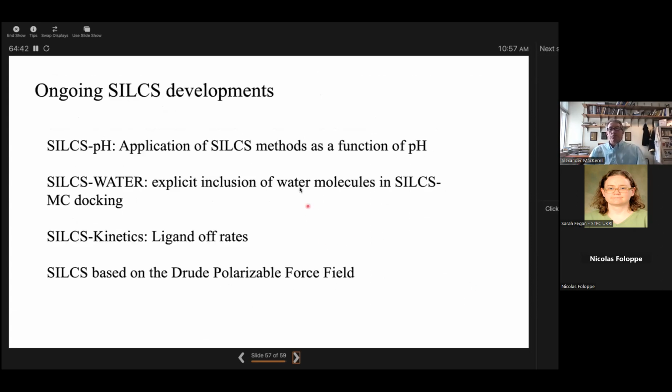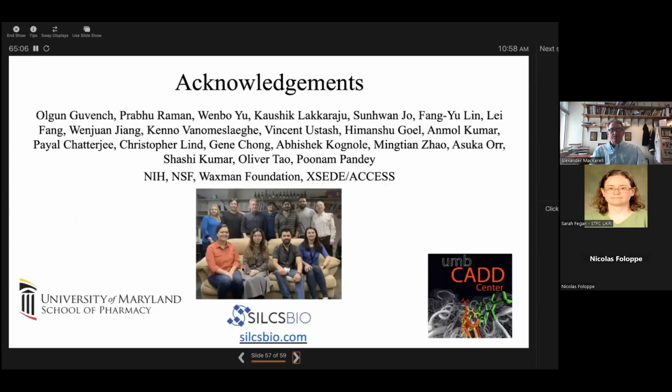And we're now moving towards SILCS as a function of pH, using SILCS in the presence of water, looking at SILCS for ligand off rates. And we've got our polarizable force field, and we're thinking about moving SILCS towards using that. This is interesting because a polarizable force field is slower, but once you've got the FragMaps, they're going to be the same speed as what we're doing now.